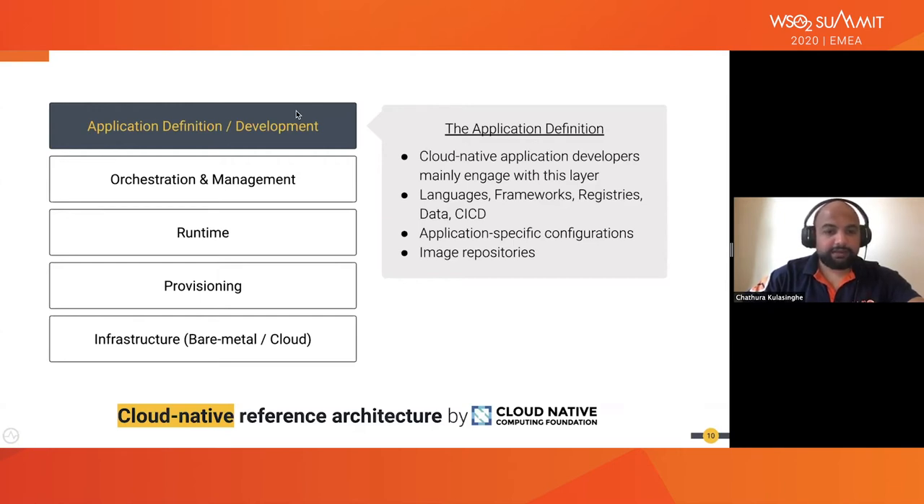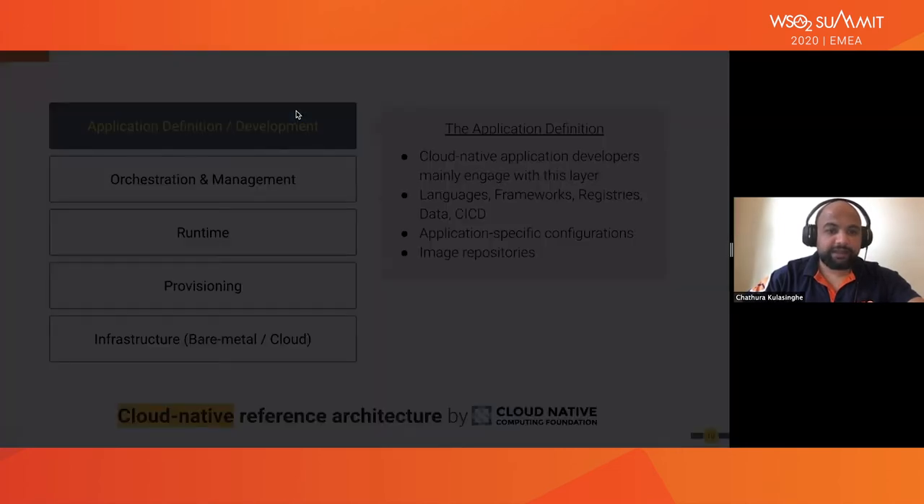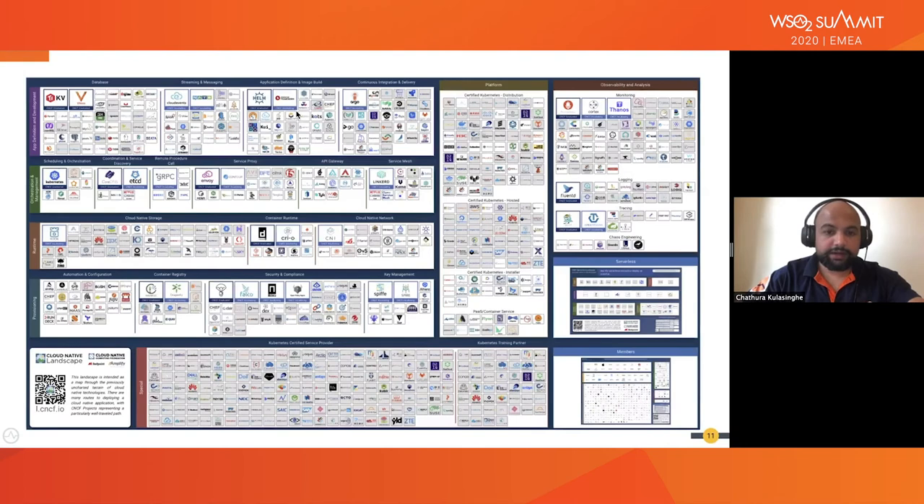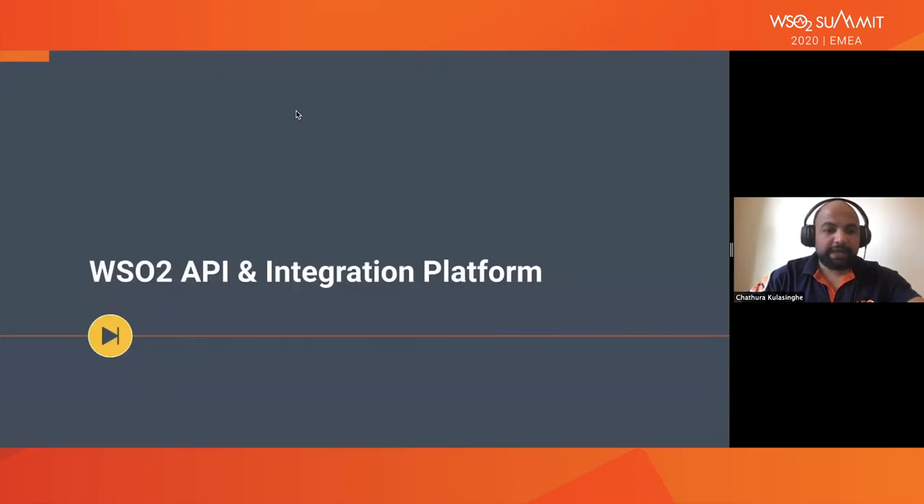And if you go to the CNCF main website, you will find this interactive diagram where they have listed the chosen technologies by categorizing them into these five conceptual layers. So if you are looking for any collection of interoperable technologies to fit in these layers, you can simply find them using the cncf.io website. And you can see WSO2 is there as a member under the API gateway in the orchestration and management layer. So let's talk about the WSO2 API and integration platform.